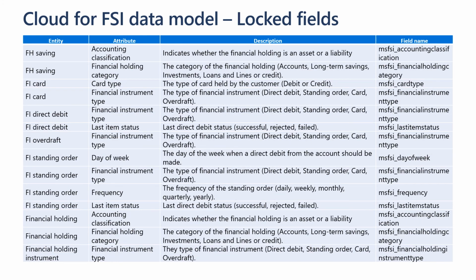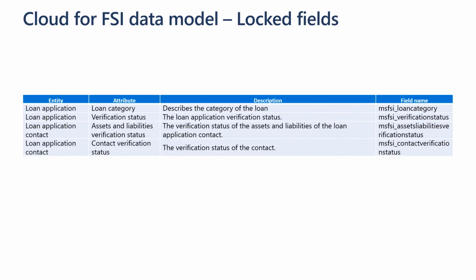These slides are a continuation of the locked fields. As an example, financial instruments cards contain the attribute card type, which is also locked for modification. And the last slide for the locked fields contains the entities: loan application contact.